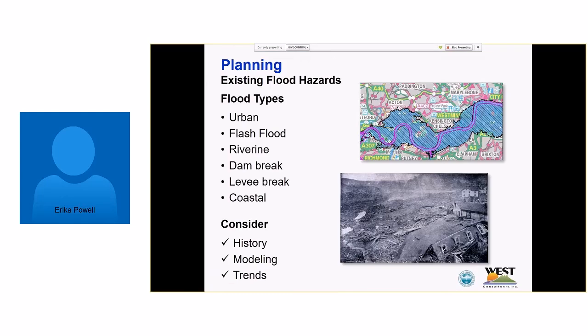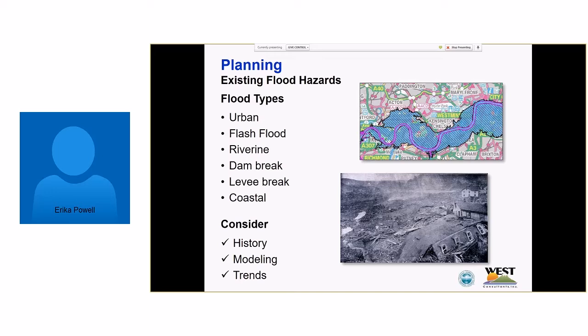In the planning cycle, you have to identify your existing flood hazards, and that begins by identifying what type of hazard you are dealing with. Is it primarily an urban environment? Is it a mountain flash flood kind of situation, large rivers, or a dam and levee, or some other physical structure that's an issue that might overtop or fail? Coastal flooding has become more and more on people's minds as we deal with issues like sea level rise and climate change.